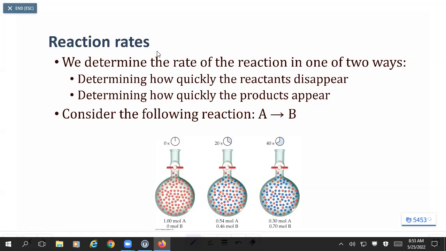And with that said, let's go ahead and take a break here. And we will start with reaction rates and looking at relative rates of reaction after the break here.